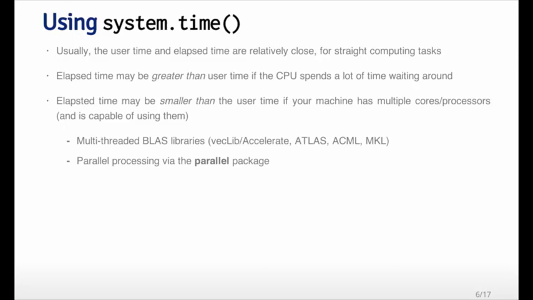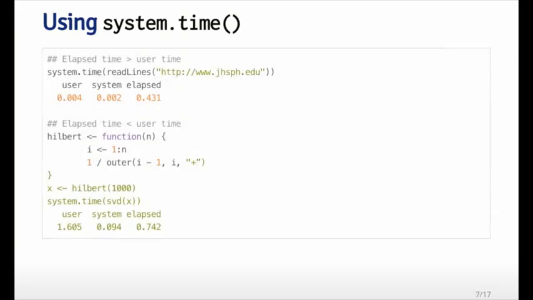There are also parallel processing libraries, for example the parallel package, which can use multiple cores, but can also use multiple computers. And so this will potentially lead to a program that takes more user time than it does elapsed time. I'll give an example of how this works.